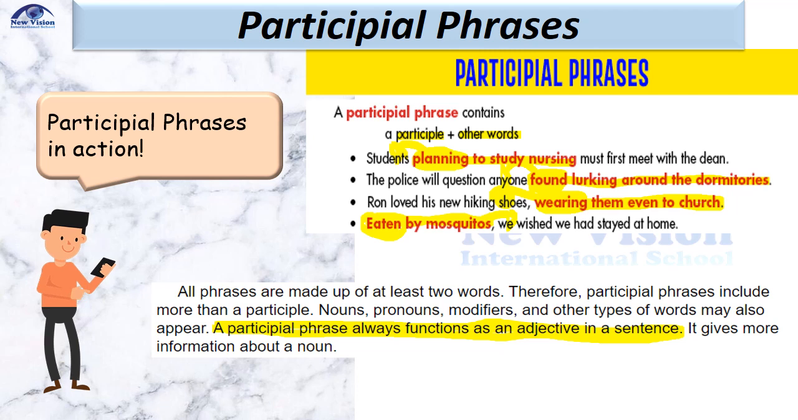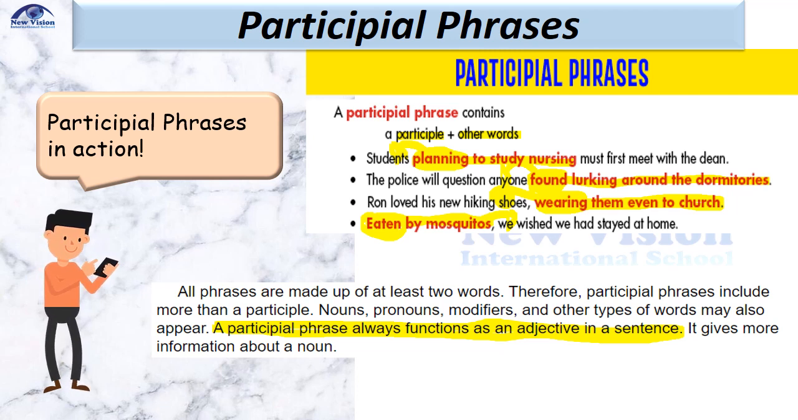Sentence 2: The police will question anyone found lurking around the dormitories. Found lurking around is a participle phrase because we have found here as the past participle that describes anyone. Ron loved his new hiking shoes, wearing them even to church. Wearing them even to church is the participle phrase because it starts with a present participle, wearing, and it describes the hiking shoes.